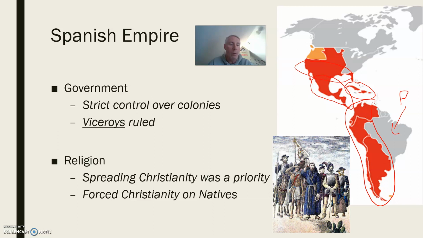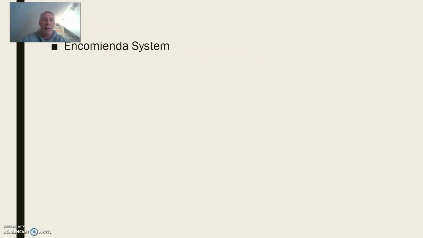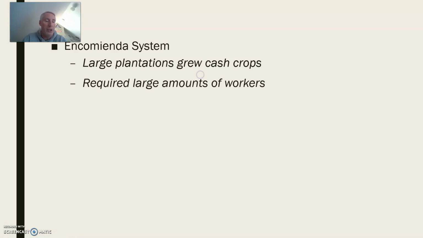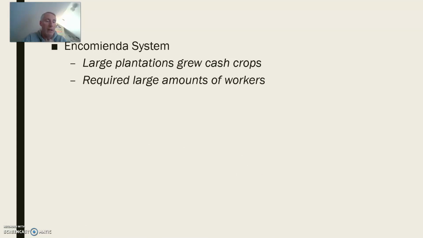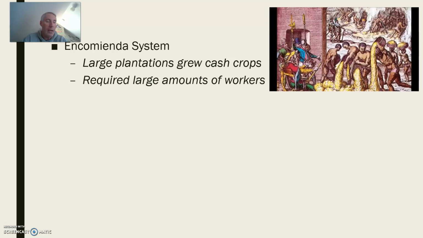Now, I mentioned before that Spain wanted to get as much money out of these colonies as possible. The primary way this was accomplished was through this thing called the Encomienda system. Let me move up here so I'll be out of the way of later stuff. Now, under this system, large plantations were developed to farm cash crops. Now, cash crops are crops grown strictly to make money from, such as cotton or sugar. And because these plantations were so large, they required large amounts of labor, way more than could be provided by Spanish settlers. So the Encomienda system gave Spanish plantation owners the right to demand labor from Native Americans, like you see here in this picture.